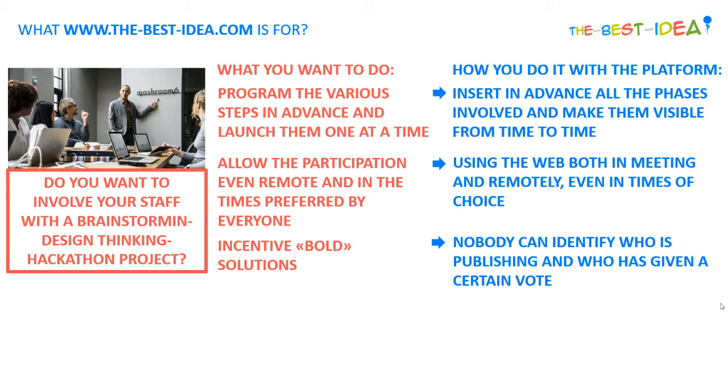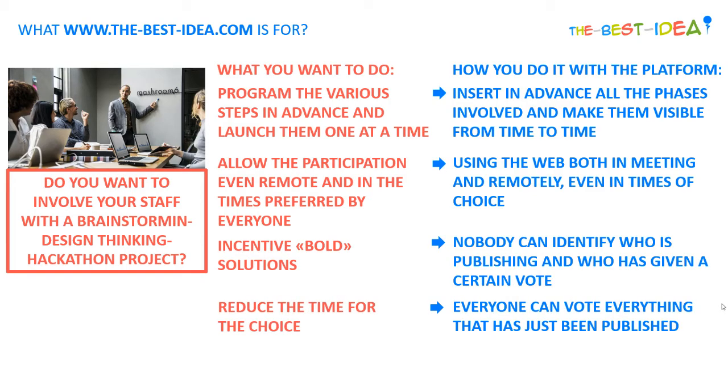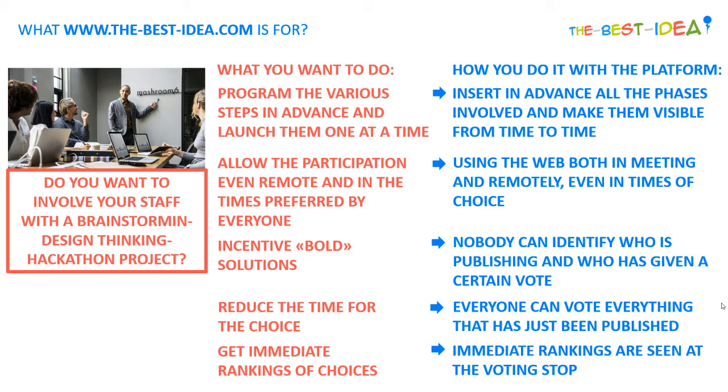Since it's not possible to identify who is the publisher and who has given a certain vote, clearly I can act freely without fear of being mocked by others. You also want to reduce the time for the choice, and this can be done with our platform, since as soon as an idea is published, you can immediately vote for it without waiting for everyone to finish entering it. You also want to get immediate rankings of the choices. With our platform, when voting stops, the immediate rankings are seen.